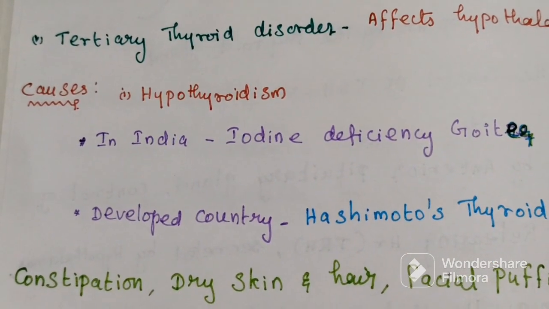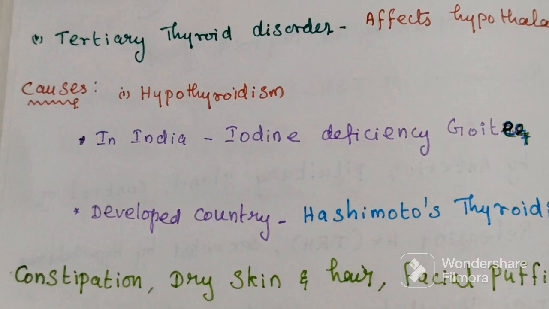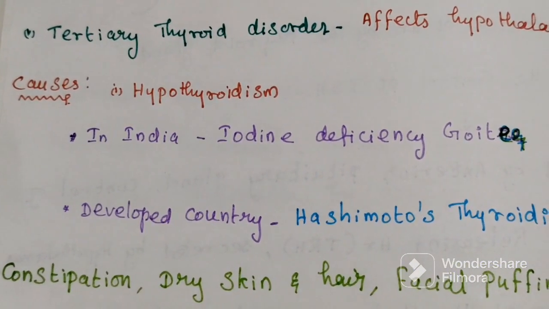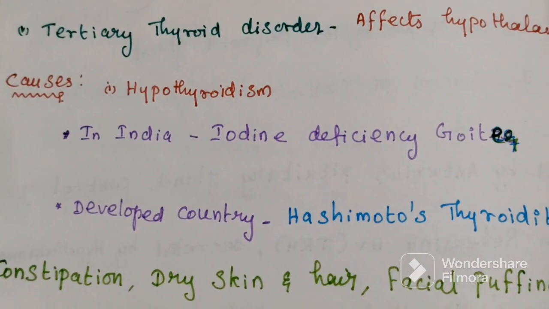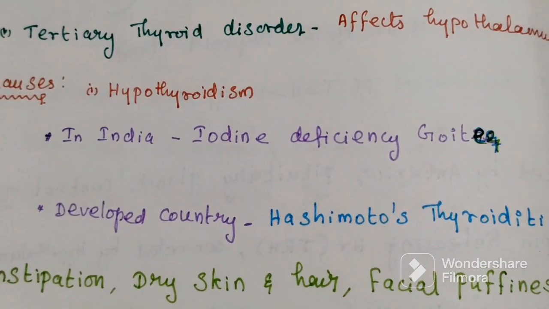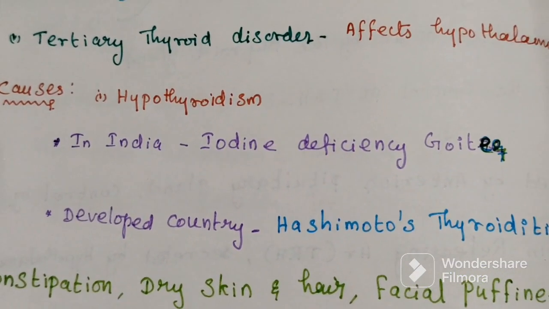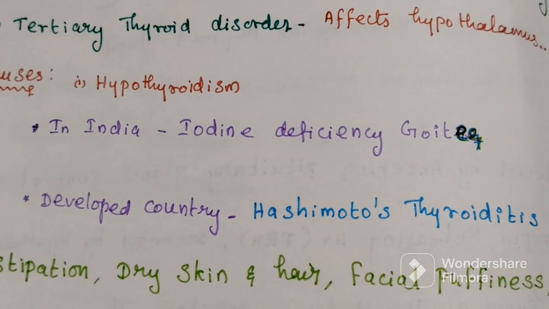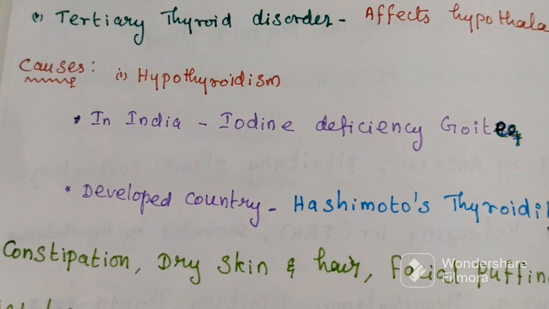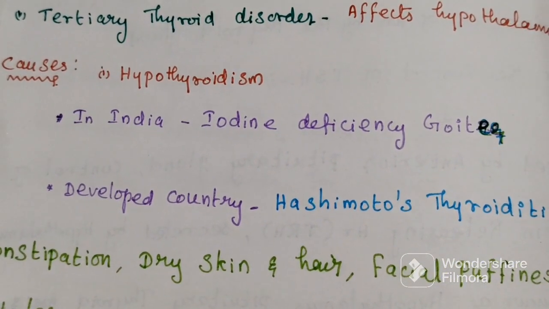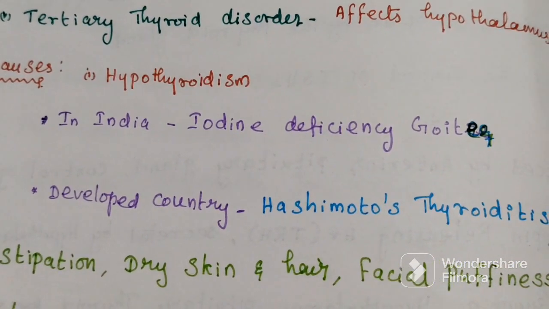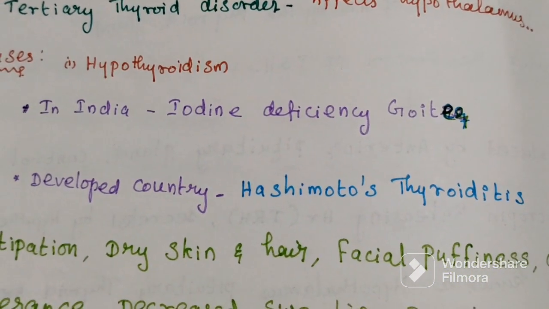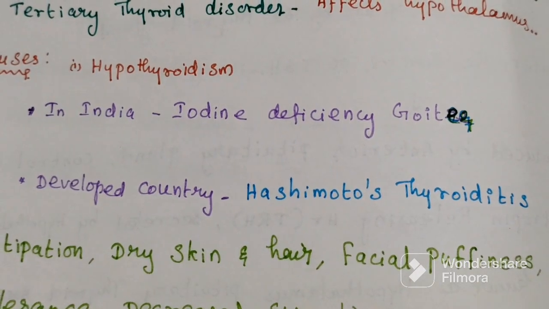Now coming to the causes of hypothyroidism. The main cause of hypothyroidism in India is iodine deficiency goiter. In developed countries, it is caused by Hashimoto's thyroiditis.